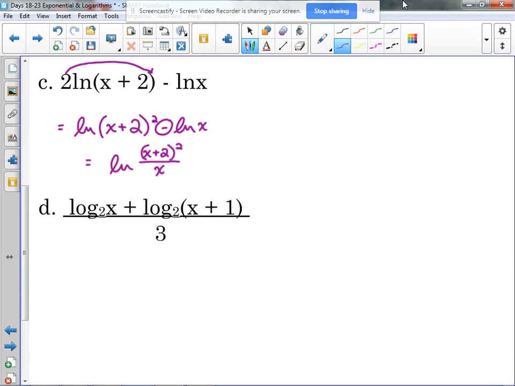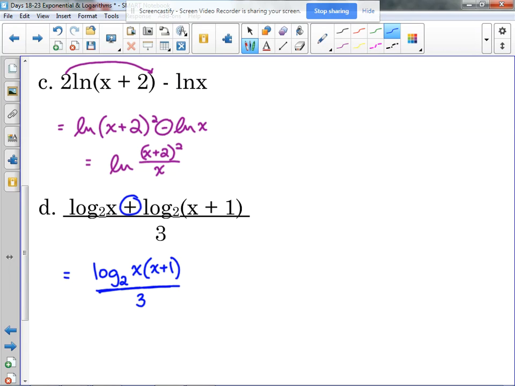Because of the way that this one's set up, since the entire expression is over 3, we can start with simplifying that numerator. Since it's the sum of two log base 2's, we can go ahead and express that as the product in a single log, log base 2 of x times x plus 1. And that is, of course, still over 3. We just simplified the numerator there.